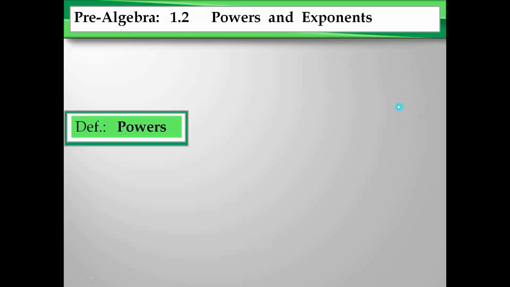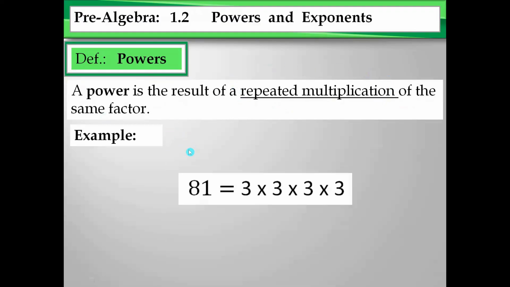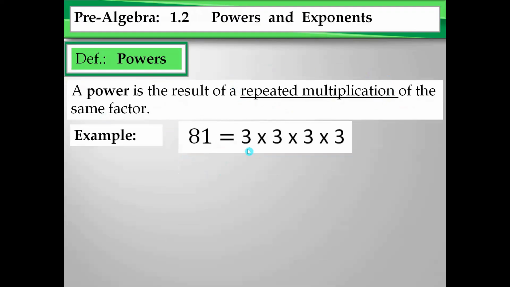Powers and exponents! A power is the result of repeated multiplication of the same factor. We're going to focus on repeated multiplication. Examples! We have 81 is equal to 3 times 3 times 3 times 3. So all the multiplications of individual 3's represent our individual factors.